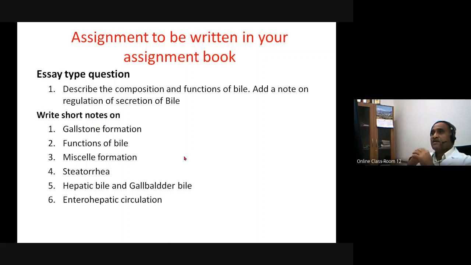now you can try to work on some of these assignments. Describe the composition and functions of bile, and add a note on regulation of the secretion of bile. You can prepare. Then gallstone formation, the functions of bile, the micelle formation, steatorrhea, hepatic bile and gallbladder bile, and enterohepatic circulation. Okay. Thank you.